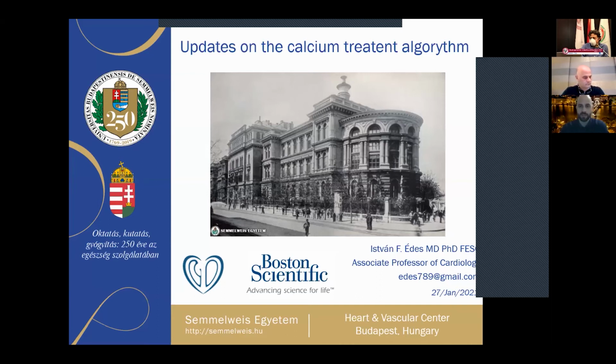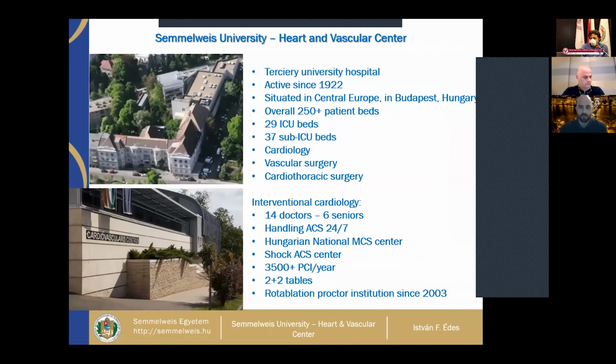Very good. So, updates on calcium treatment algorithm. First of all, I'd like to point out where I work and why I'm here today, to explain my interest and my knowledge in the subject. I work at Semmelweis University in Budapest, Hungary, located in Central Europe. This is a tertiary university hospital that's been active for almost 100 years of patient care. We have lots of beds, lots of ICU and sub-ICU beds, and the full spectrum of cardiology, vascular surgery, and of course, cardiothoracic surgery.